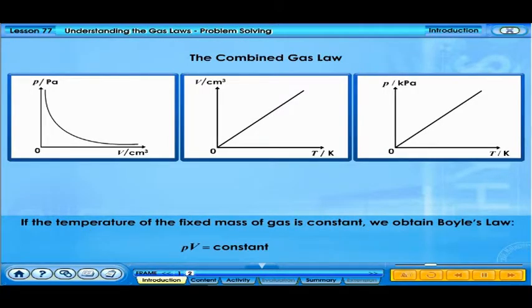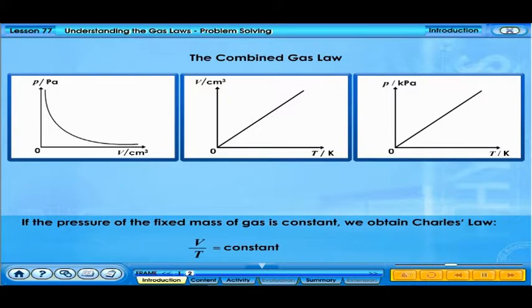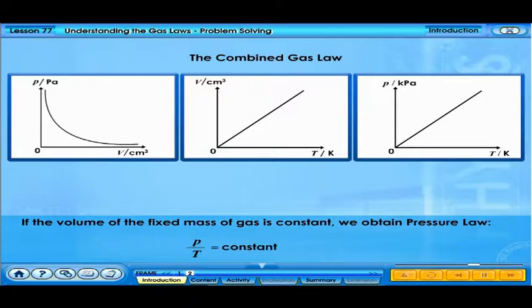If the temperature of the fixed mass of gas is constant, we obtain Boyle's law, PV equals constant. If the pressure of the fixed mass of gas is constant, we obtain Charles's law, V over T is constant. If the volume of the fixed mass of gas is constant, we obtain pressure law, P over T is constant.